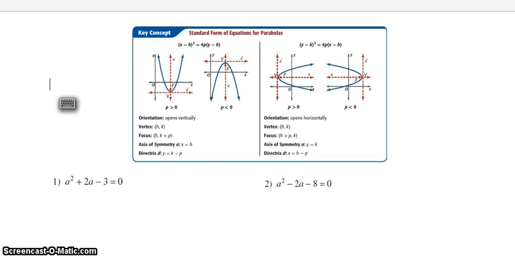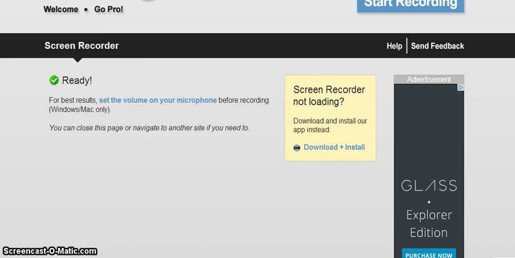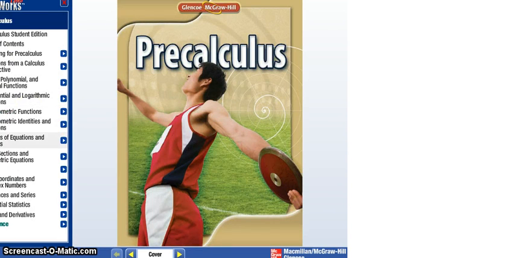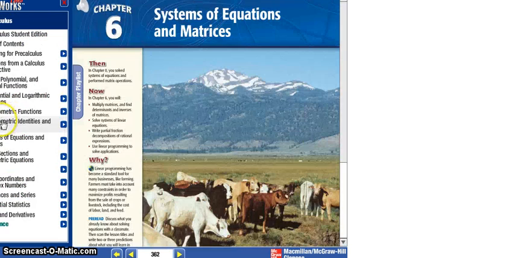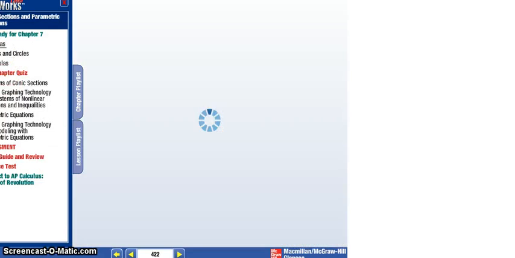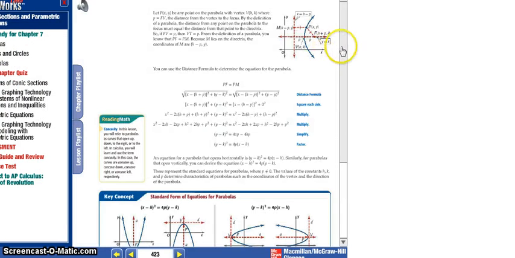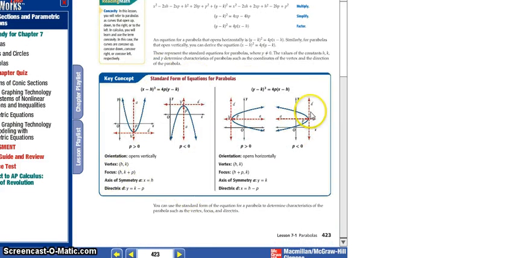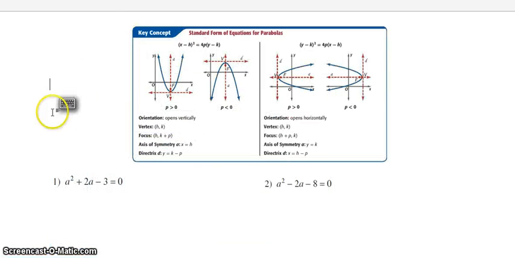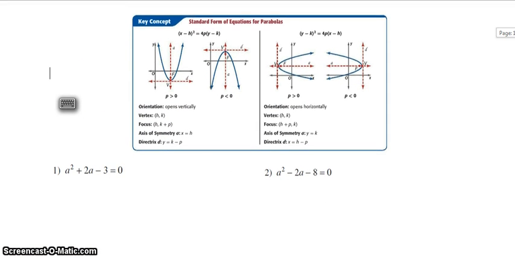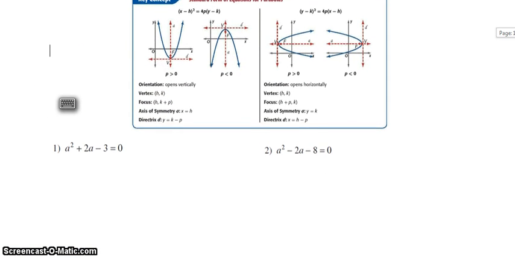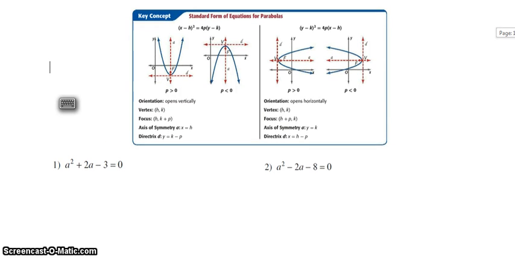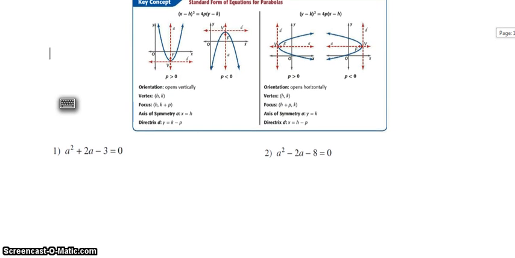Alright, so if you want to look at your book while we're doing this, if you're not sure what page, it's right here. Not chapter 6, chapter 7. 423. Here it is in your book. It's page 423. So if you want to go there, you can. But I am going to continue on. So if you have any questions, just stop it, rewind it. If it's still confusing, just shoot me an email.